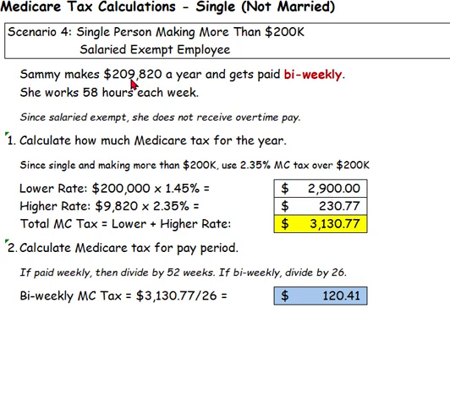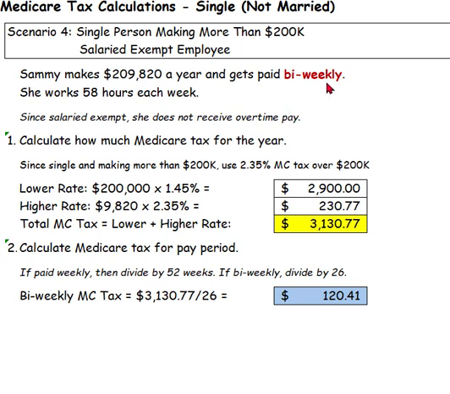And so you multiply those two and you come up with $2,900 for the year. $9,820, which is the amount above the $200,000, has to be taxed at 2.35% for Medicare. So we take that number times 2.35 to come up with this number. You add the two together to come up with $3,130.77.